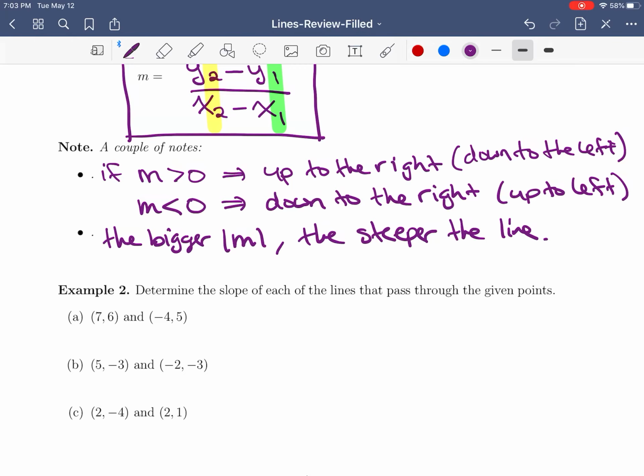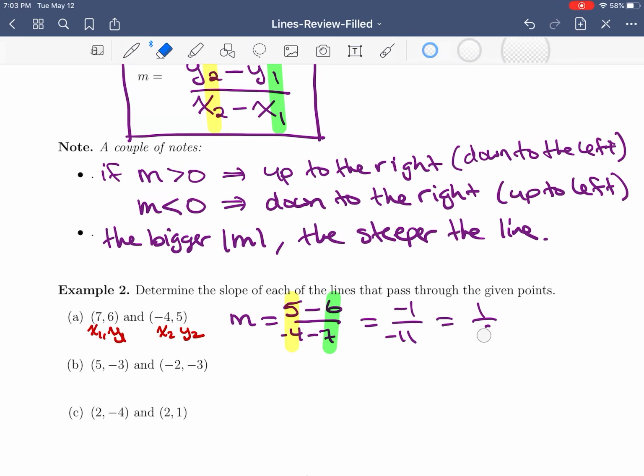So let's just compute some slopes here. We have these pairs of points. Let's say that this first point is x1, y1, and then we have x2, y2. Okay, so then m is going to be y2, so the 5 minus the 6, over the negative 4 minus the 7. Again, be careful, the 5 and the -4 were a pair, and the 6 and the 7 were a pair. So this is going to be -1 over -11, which is 1 over 11 would be our slope.